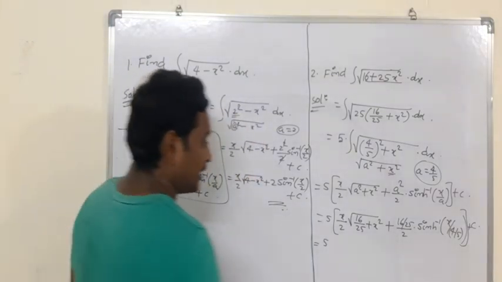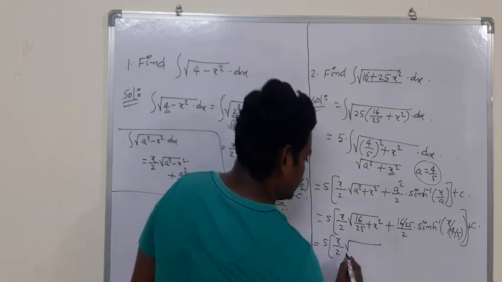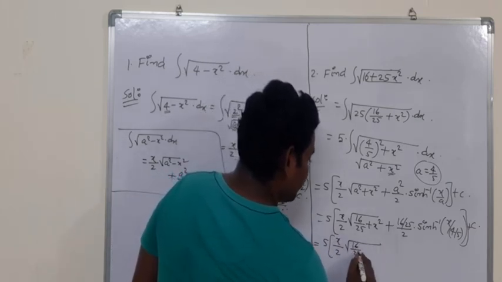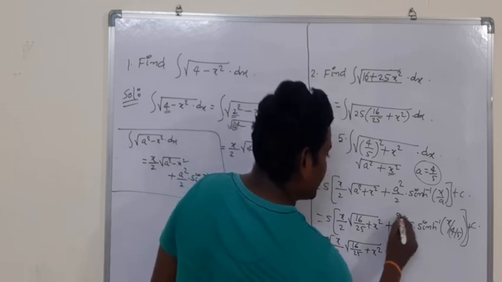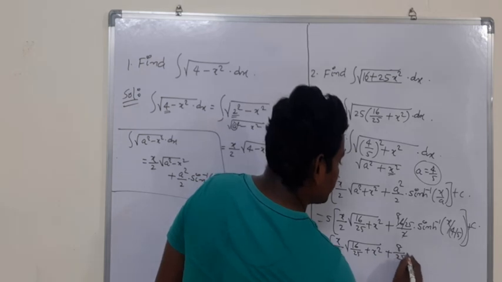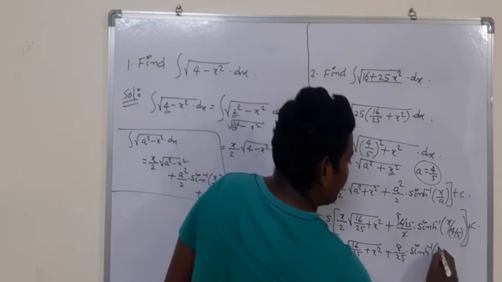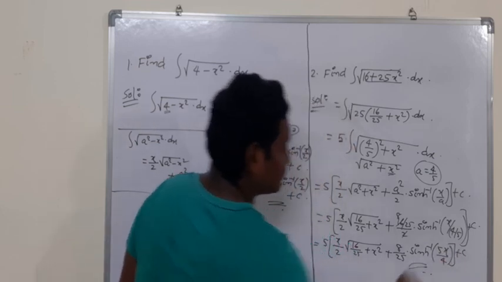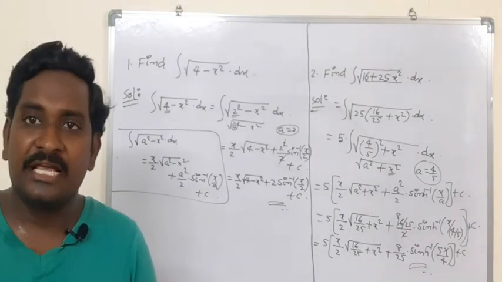So you should write one more step. 5 into x by 2 into root over 16 by 25 plus x square plus, this 2 getting cancelled, 8 by 25 into sin h inverse of 5x by 4 plus c. In this way we can find out the integration value.